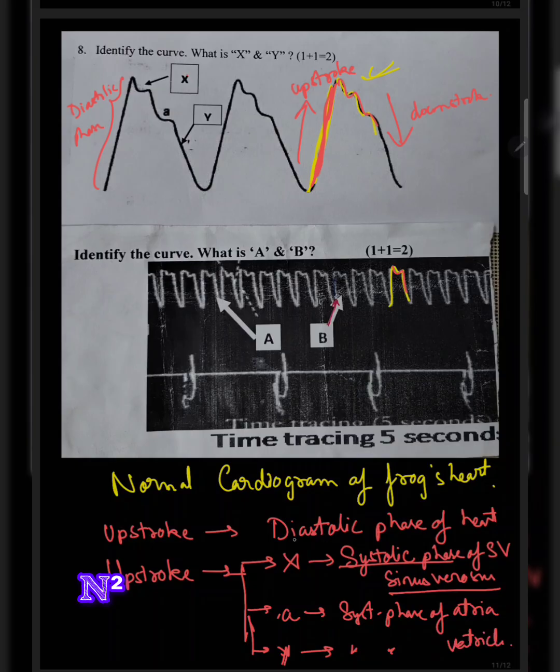Now you might ask, where are the diastolic phases of the atria, sinus venosus and ventricle? All of these combined, the sinus venosus, atria and ventricle together, their events are shown in the downstroke curve. X is showing you the sinus venosus systolic phase. Sometimes this curve is shown as the S curve, this as the A curve, and this as the V curve. Now in this, A is showing you what?